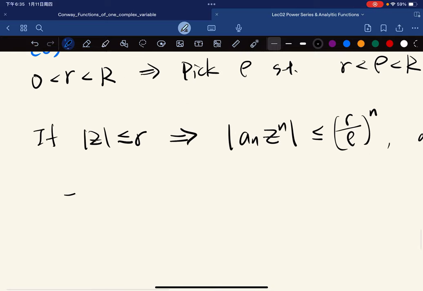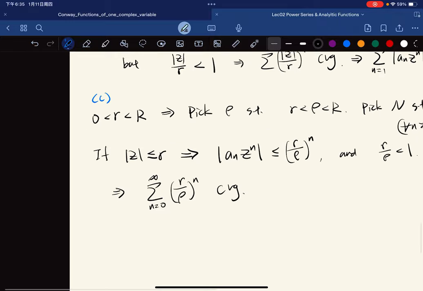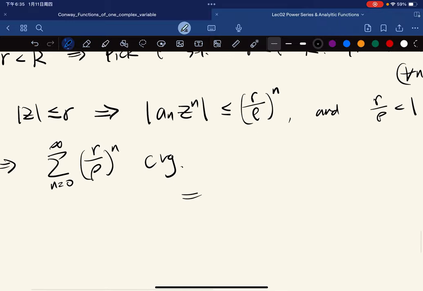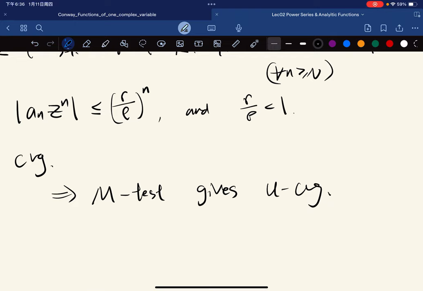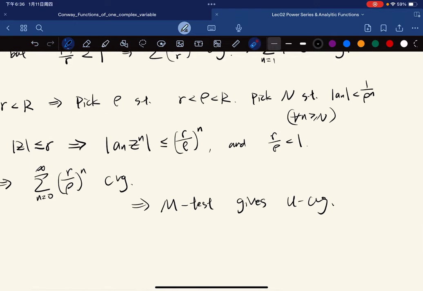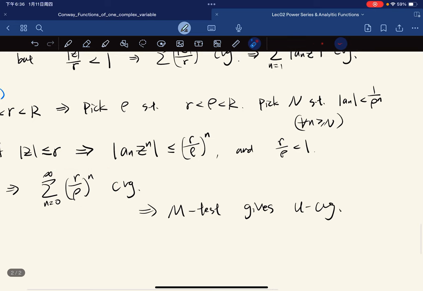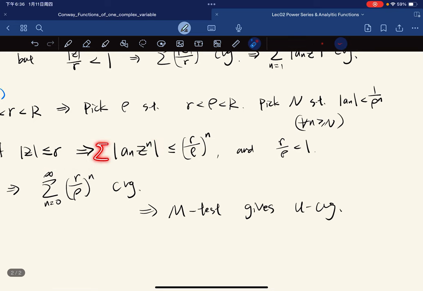Which means that r over rho to the n converges. Now, the M-test gives uniform convergence, okay? Because notice our function is all bounded, and this series converges, which means that this series converges uniformly, right?